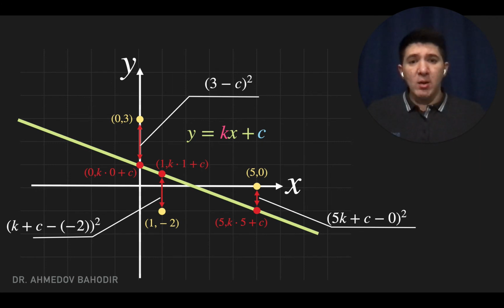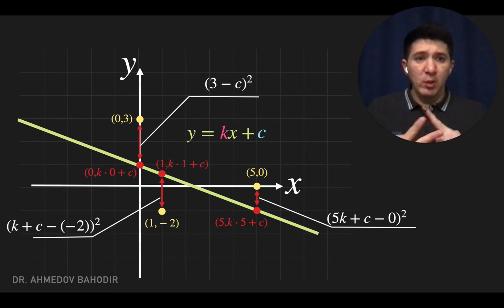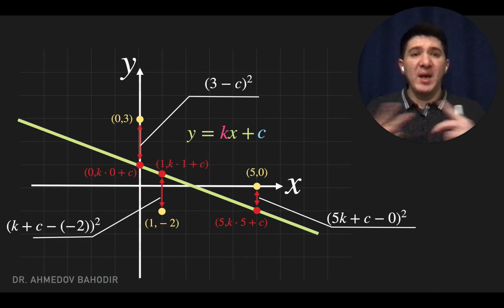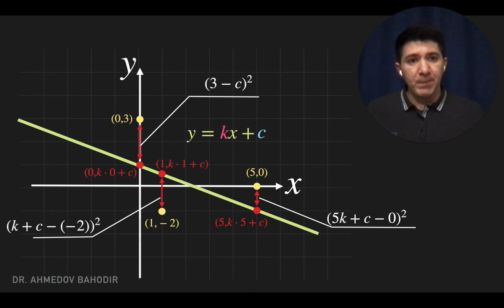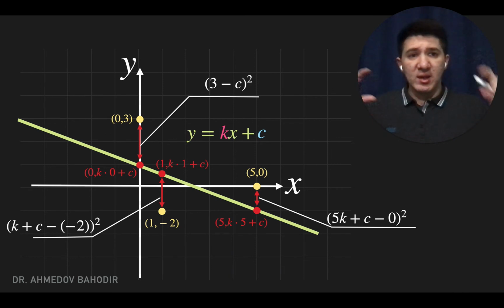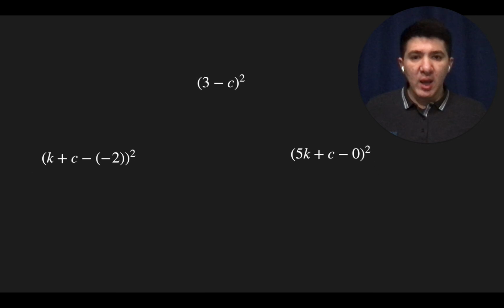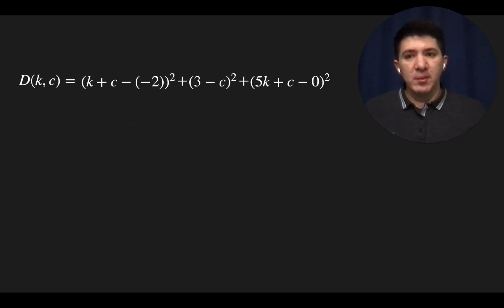Okay, so you see, all of these distances are going to depend on the 2 parameters again, on k and on c. So what we need to do is figure out the best values for k and c. And what we mean by the best values is that the total distance, basically the sum of all of the 3 distances, should be minimum. So that's why I'm going to create a so-called functional, which is going to depend on the 2 variables, k and c. Let's simplify this a little bit.